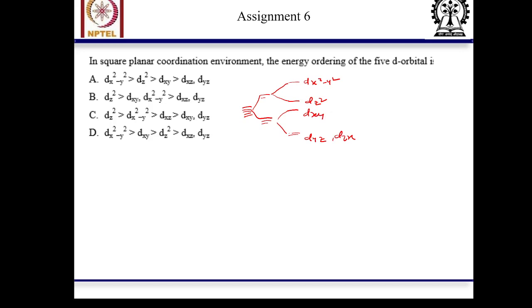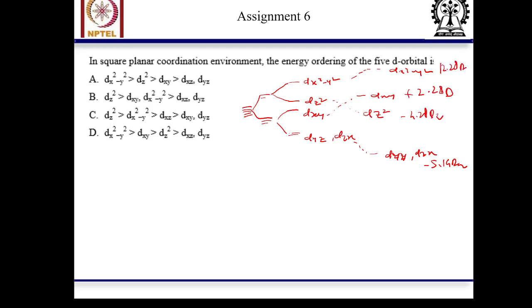Now what will happen if we completely remove the ligand along the z direction? Basically you will get the square planar. The dz square orbital will be further stabilized, dx square minus y square will be further destabilized, and dxy further destabilized, while dyz and dzx will be further stabilized. That is the correct order. The values are minus 5.14 Dq, minus 4.28 Dq, plus 2.28 Dq and 12.28 Dq. The distance between these is 10 Dq. So this is the correct answer. First this is octahedral, this is Jahn-Teller distortion, and this is square planar.